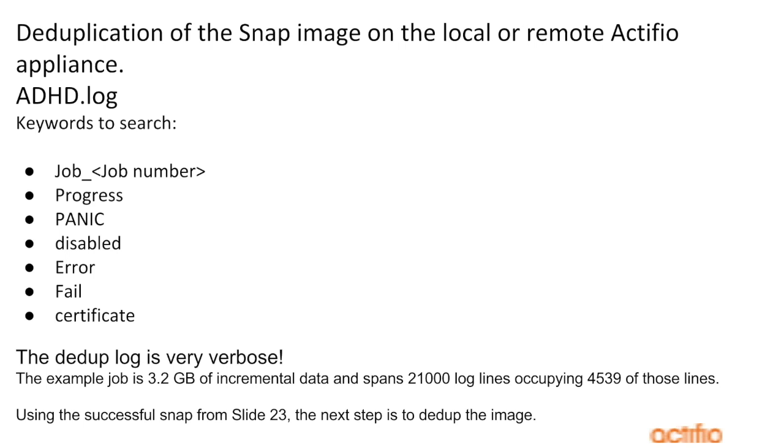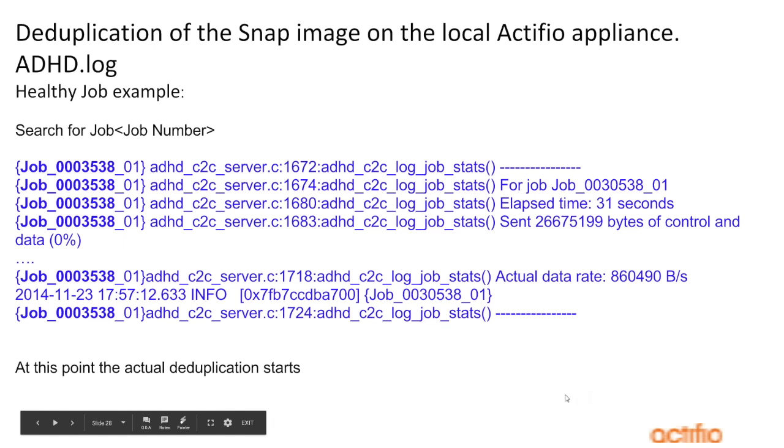All right, so we're going to start off with a healthy example of what the start of a dedupe job looks like. Now, I did snip out a bit of it. Like I said, it is very, very verbose. This section here could be anywhere between 50 and 100 lines, depending on how many other appliances we're talking to.